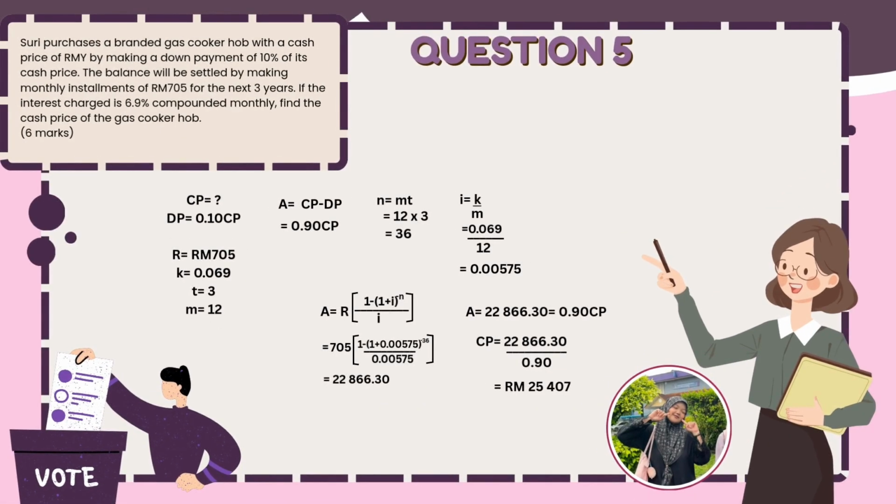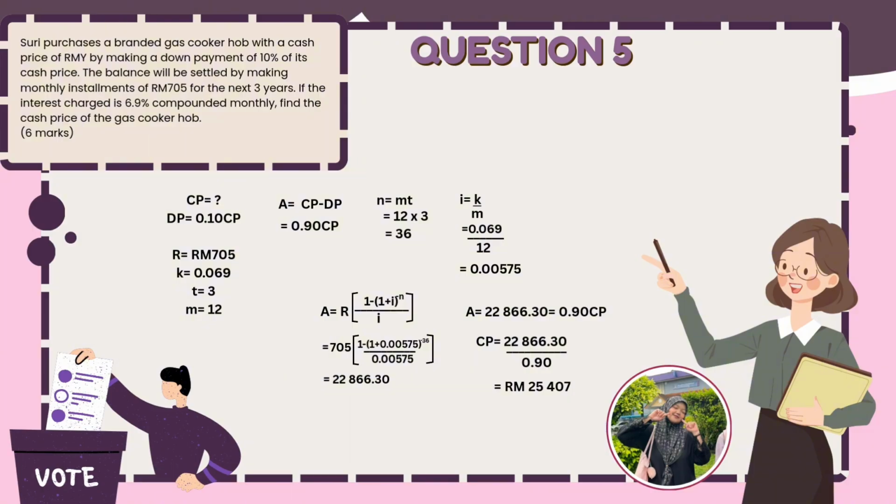So for question 5, Suri purchases a branded gas cooker hob with a cash price of RMY by making a down payment of 10% of its cash price. So the thing that we need to find is the cash price, which is RMY, and the down payment is 10%, which is 0.10 CP.